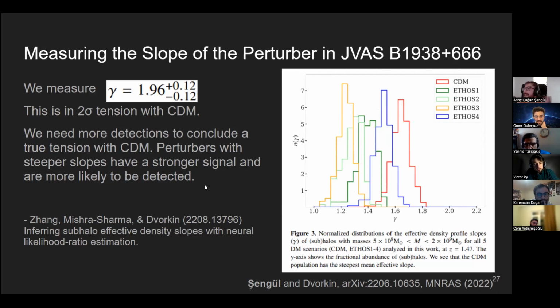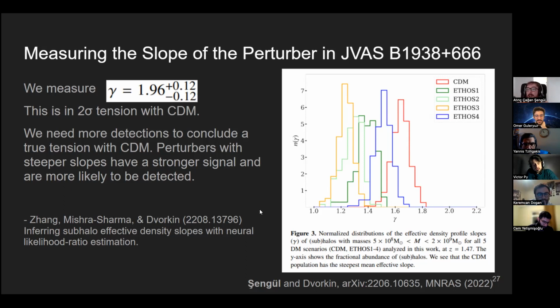So are we living in a non-CDM dark matter scenario? We can't say currently because this 2 sigma tension is consistent with the selection function that we expect. We expect the steeper perturbers to be detected more easily. And since this is one of the 2 systems that were ever detected in the literature using this method, the first ones that you detect, you expect them to be in the tail of the distribution that you extract from a simulation. So this is probably the selection effect.